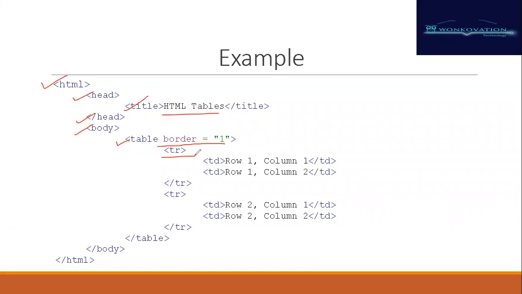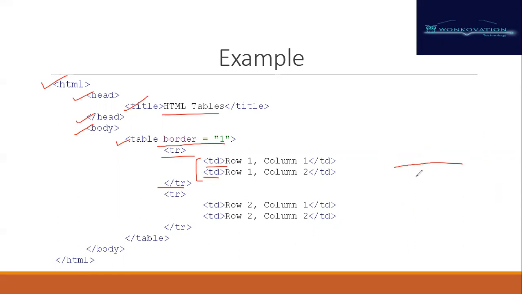Inside the table row, we have given two table data. Whatever is written inside the first table row will be this one and this one, so it will be row 1, column 2. Then we closed the table row. The table row will be like this if you have a table like this.